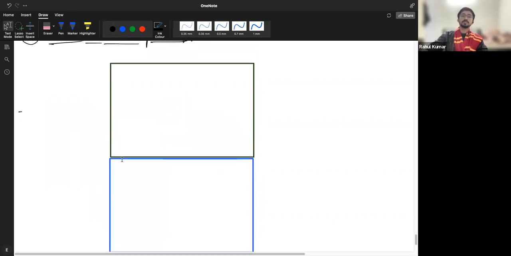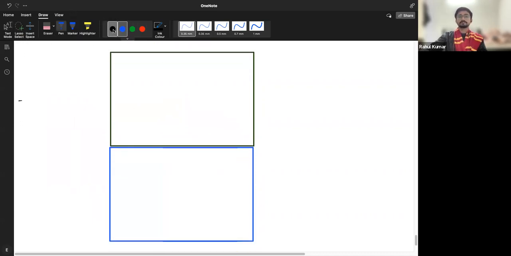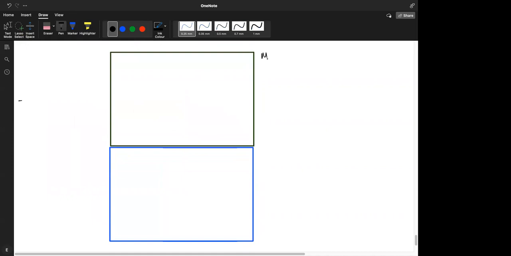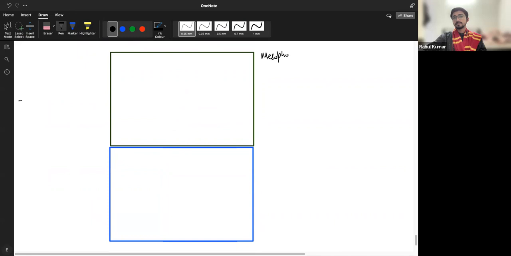Okay, people, can you see this? Yes, sir. Let's say this is the mesophyll cell.